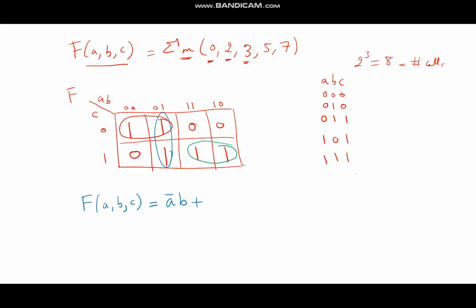So now we'll look at our green group, and we'll look to the top and look at AB. And we'll see A is staying constant for both cells at 1, so we'll take it as an A. And then we look at B, and B is changing between the 2 cells. It goes from 1 to 0, so we throw it out. Then we're going to look at C, and C is constant at 1 across both cells, so we're going to put it down as a C.